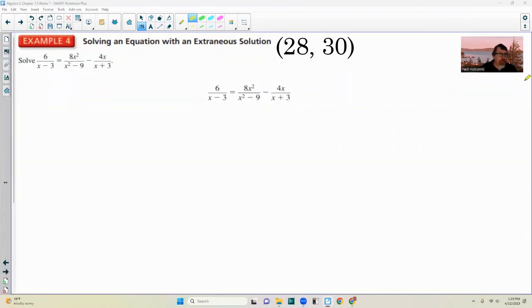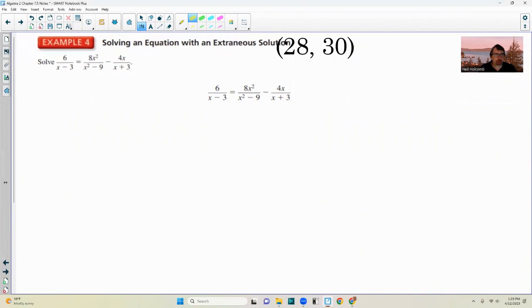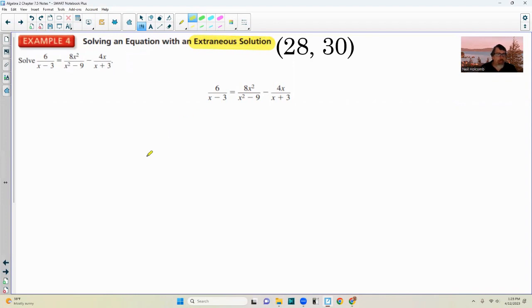Okay, so example 4 is now going to solve an equation with an extraneous solution. So what is an extraneous solution? That's a solution that you get that, when you substitute it back into the original equation, doesn't work. You didn't do anything wrong. It's just that the solution doesn't work because of the outcome. So let's take a look at that.